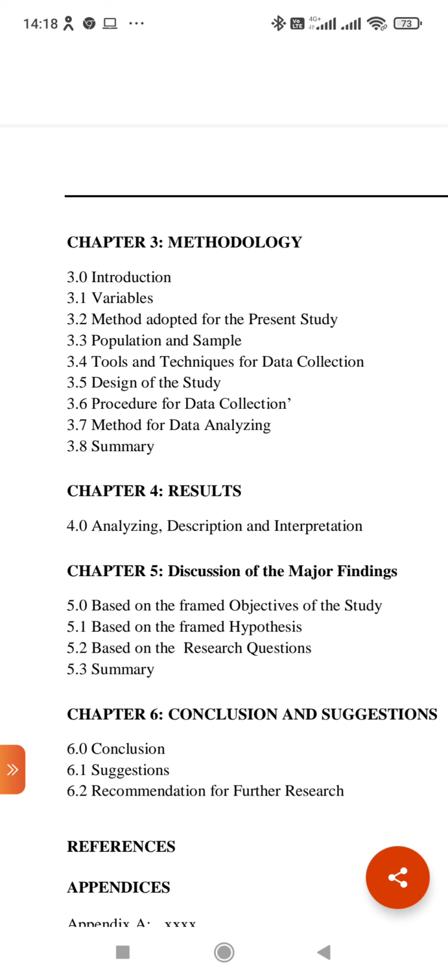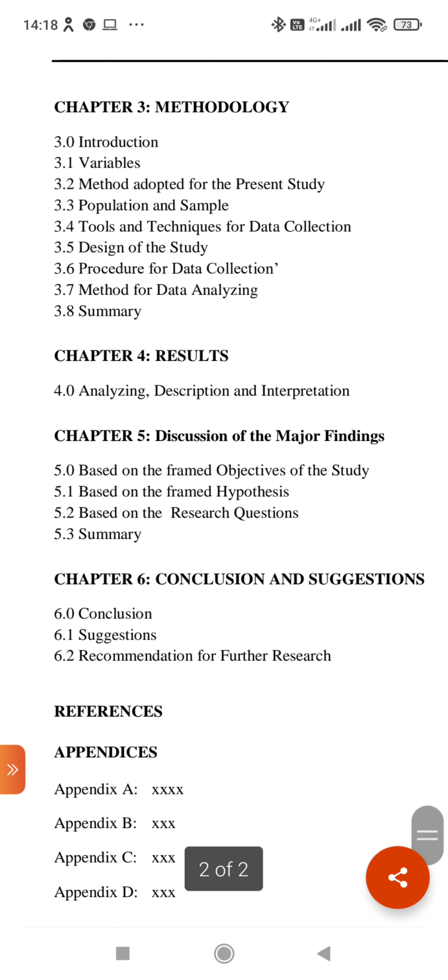But in this chapter 5, what you have to do is bring out the major findings. So you have to discuss the major findings. This will be based on the objectives of the study. It will be based on the framed hypothesis and the research questions. Clear? And accordingly you can briefly summarize the 5th chapter.